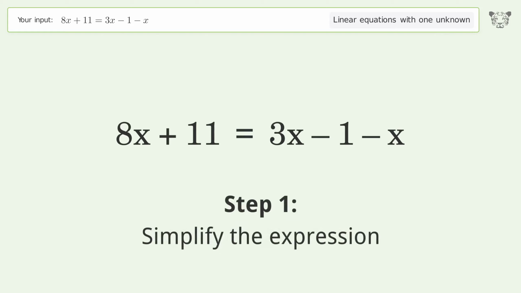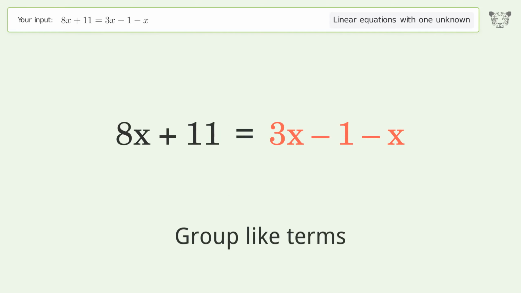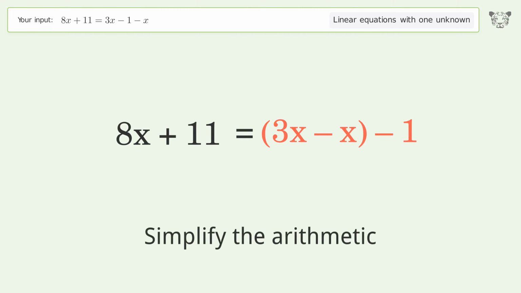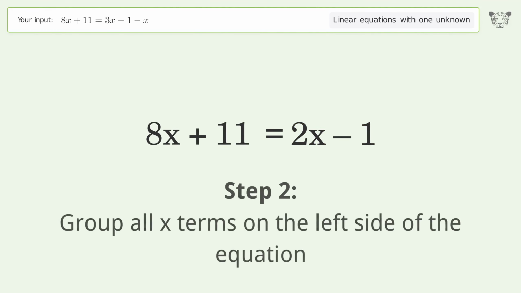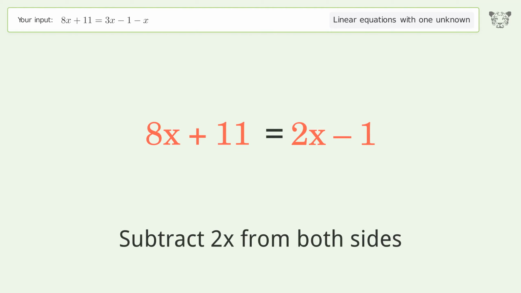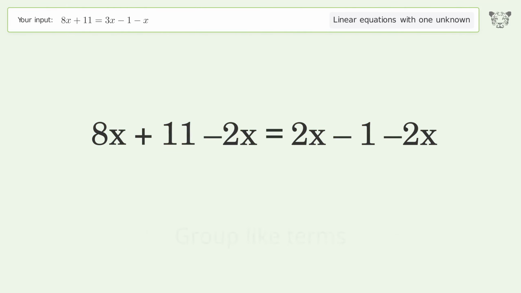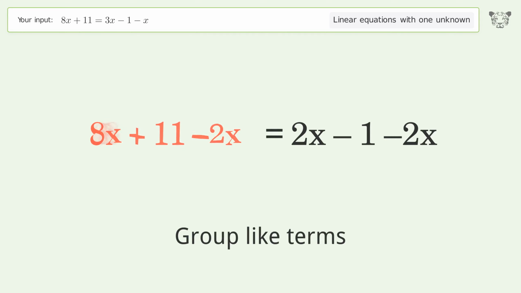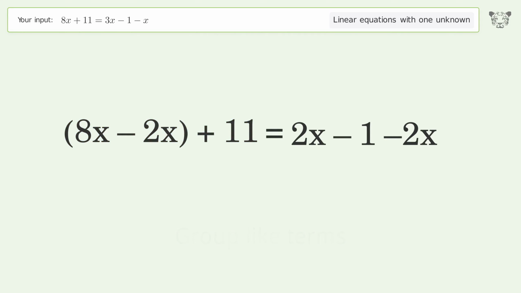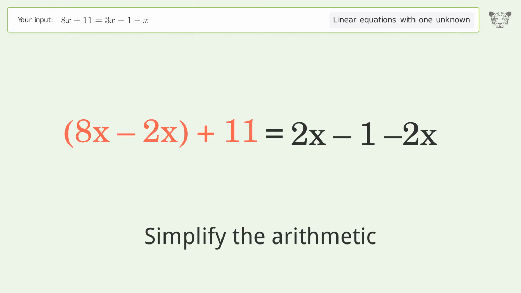Simplify the expression. Group like terms. Simplify the arithmetic. Group all x terms on the left side of the equation. Subtract 2x from both sides. Group like terms. Simplify the arithmetic.